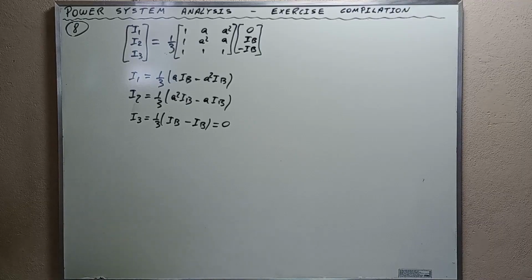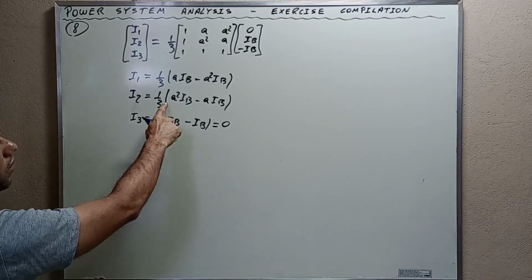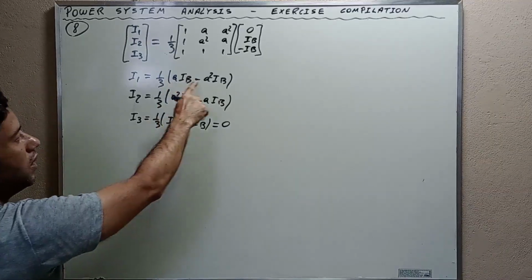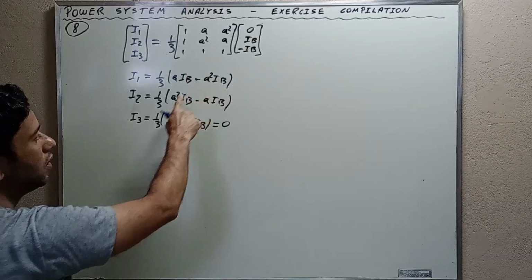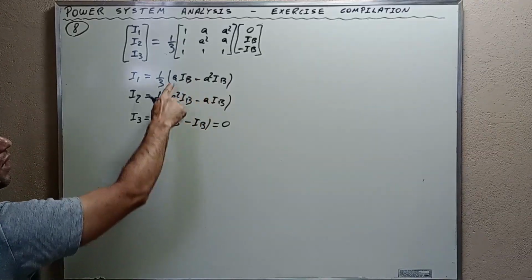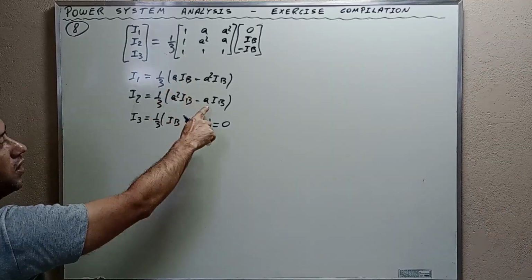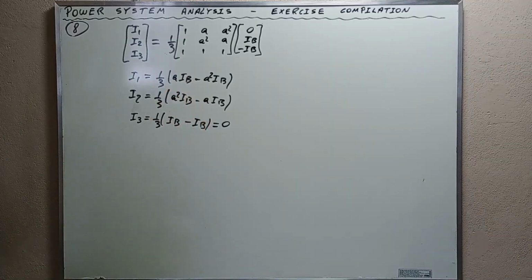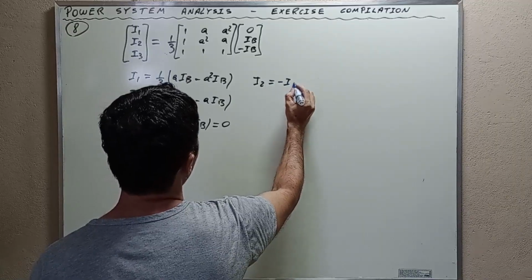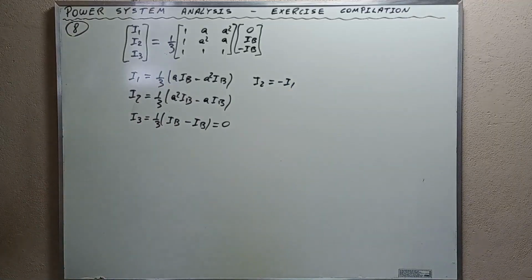And also observe here, this term is positive here, and this term is negative here. But this term that is negative here is positive here, and this term that is positive here is negative here. What can we tell about this? We observe that I2 is the negative of I1, and that I3 is 0. What does it mean?